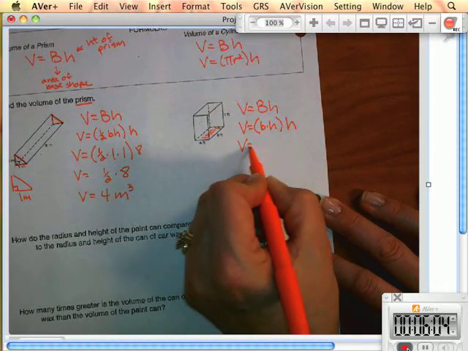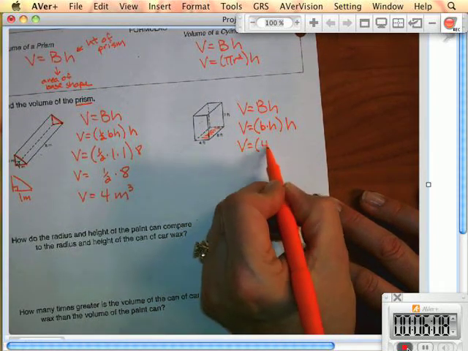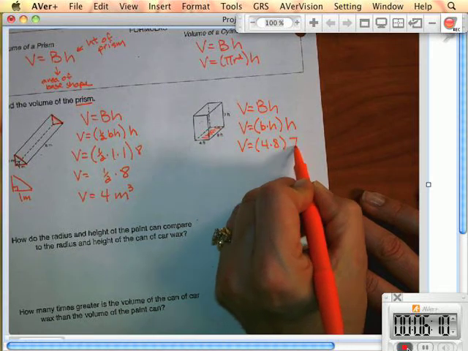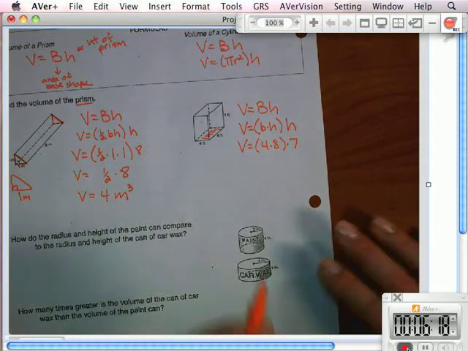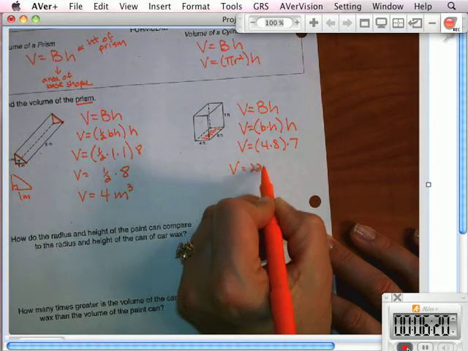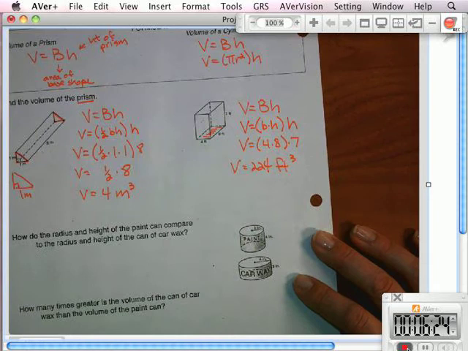And I still include the height of the prism in my formula. So what's going to be in my parentheses here? 4 times 8 times 7, the height of the prism. And then you just do the math. Okay?